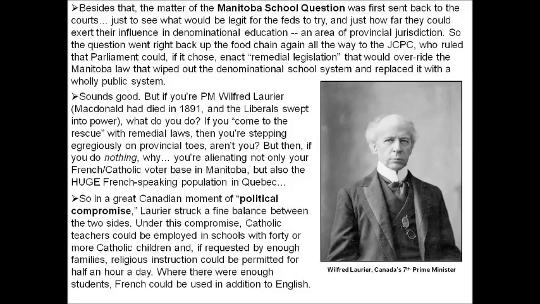So, in a great Canadian moment of political compromise, Laurier struck a fine balance between the two sides. Under this compromise, Catholic teachers could be employed in schools with 40 or more Catholic children, and if requested by enough families, religious instruction could be permitted for half an hour a day. Where there were enough students, French could be used in addition to English. See, so that's the Canadian way, compromise.